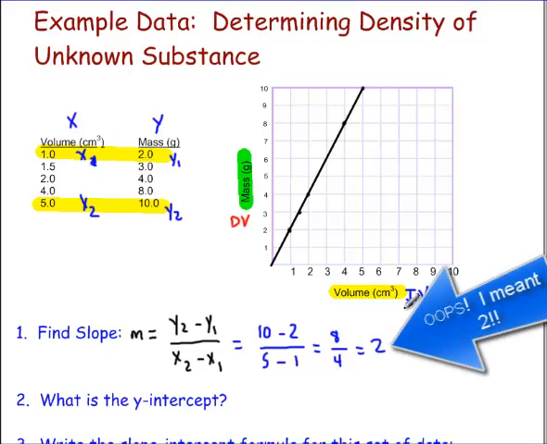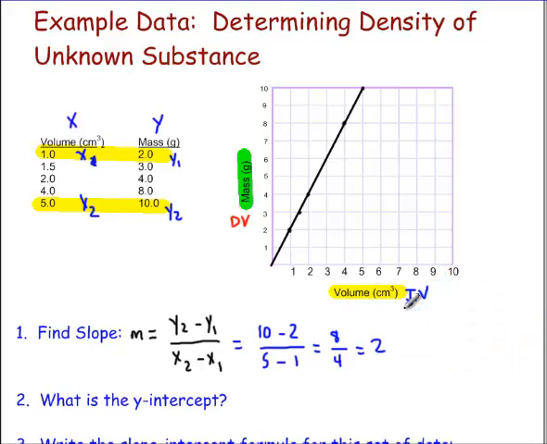Now what we really want to stress is that slope has meaning. And the meaning of this slope for this particular data set is density, because what we essentially did is took y divided by x, which you guys should recall from last semester. Y divided by x, or in this case mass divided by volume, is density. So this slope actually has a unit. It's the mass unit divided by the volume unit. So the slope of the line is the density of the substance in this particular data set.